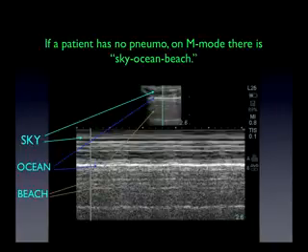If we change from B mode, or brightness mode, to M mode, or motion mode, there's what's been nicknamed sky, ocean, beach. The light blue line reveals what is called sky, which is the subcutaneous tissue that is above the parietal and visceral pleural interface. The ocean, which is the darker blue line, is the interface itself. And the brown arrow indicates what has been called beach, this sandy appearance. This is what's seen if a patient has no pneumothorax.